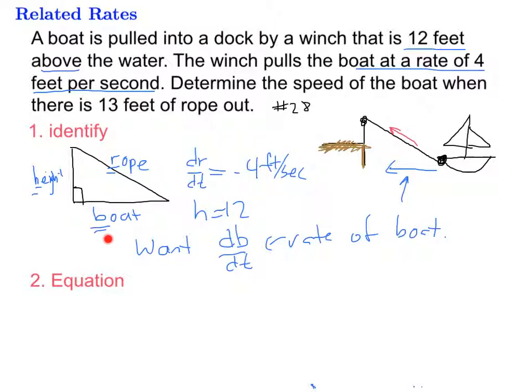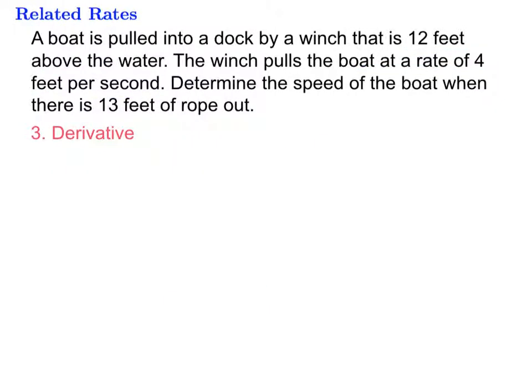Instead, we look and we see that since we have the sides of the triangle, we need to use the Pythagorean theorem. So we're going to use the equation h squared plus b squared is equal to r squared. Well, now it's time to take a derivative. So always remember this is calculus, so if you don't take a derivative or an integral, you've done something wrong.